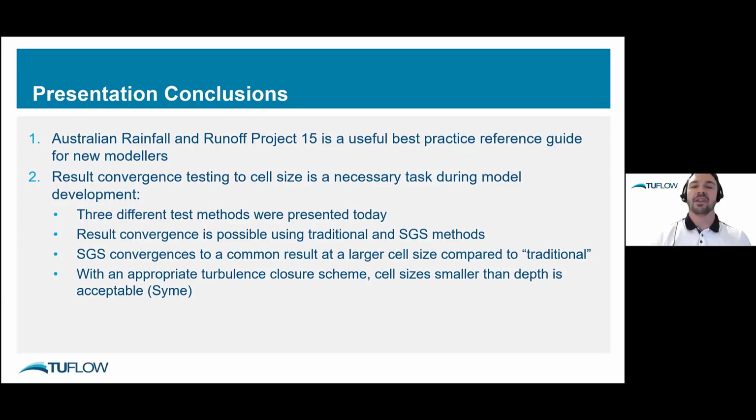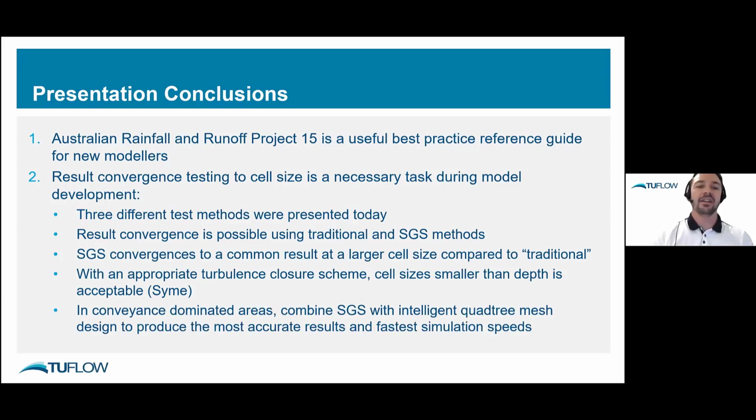Another thing to note is, with an appropriate turbulence closure scheme, cell sizes smaller than the water depth is now acceptable. So we're moving into a whole new realm of what's possible now. And in conveyance dominated areas, by combining subgrid sampling with quad tree, you'll get the most accurate results and the fastest simulation speeds. So if you find that subgrid sampling with a single resolution across your entire model is still running too slow, then just pull in quad tree and get a little bit smarter about how you define your mesh resolution in different regions.